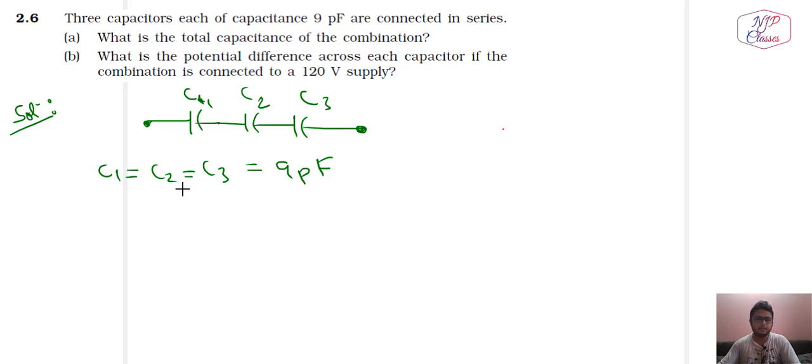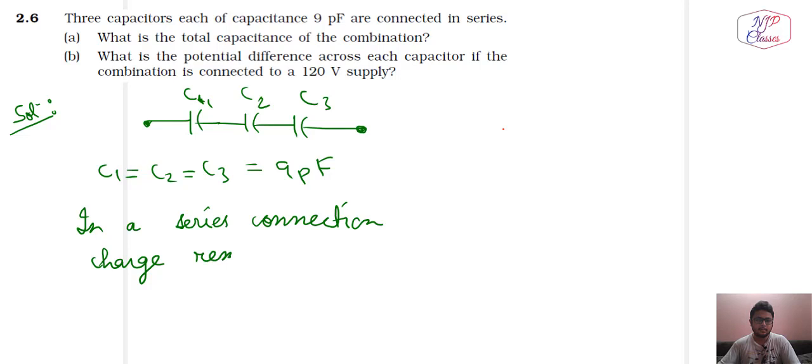One thing to be noted: in a series connection, charge remains the same. If the charge on one is q1, then the charge on the other capacitors will also be q1. Is it clear? In these three capacitors the charges will be the same. If it is q1, the others are q1; if q2, the others are q2. Now, they are asking what is the total capacitance in series connection?